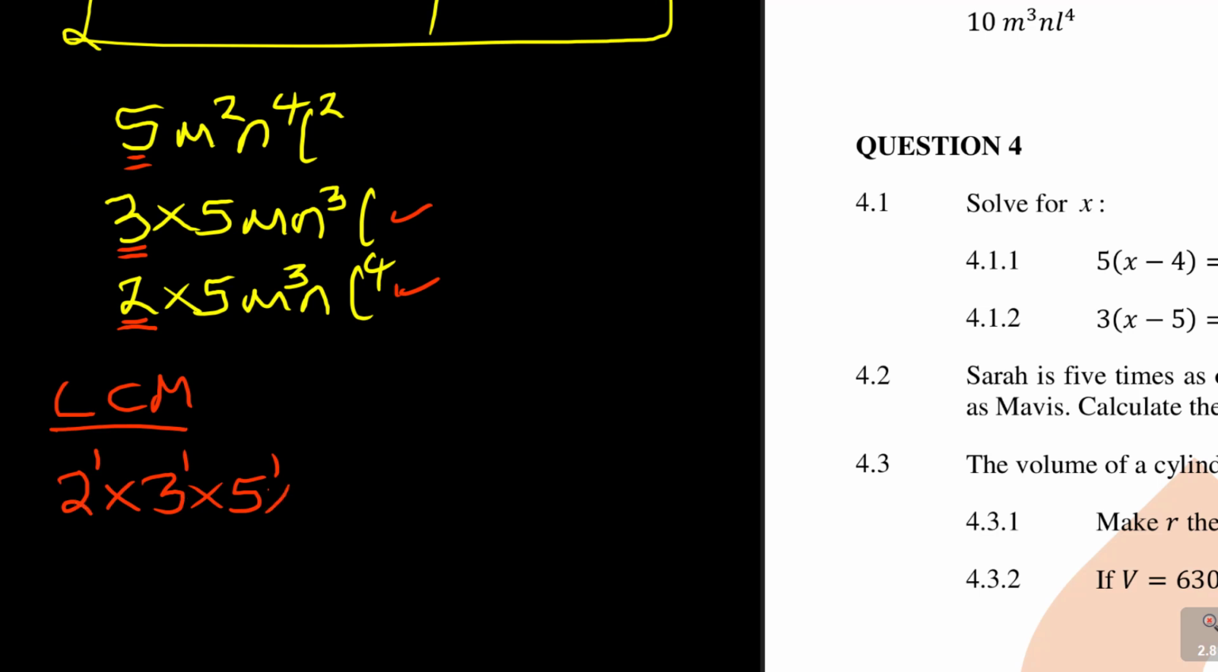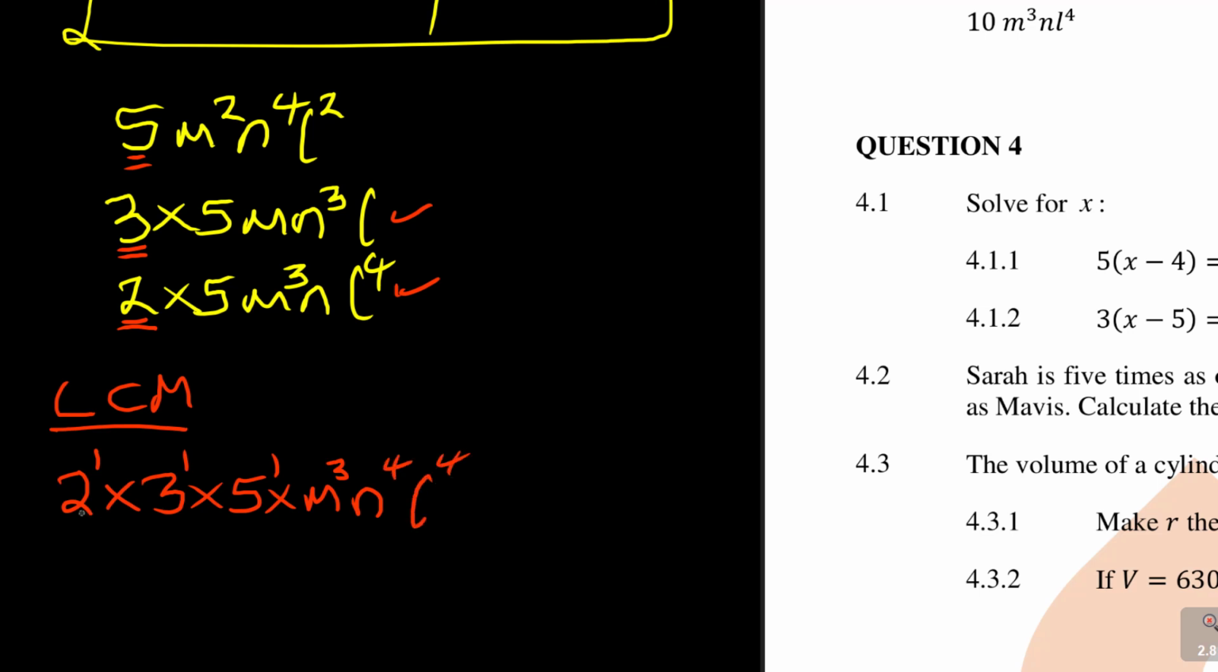And then on the letters, you do the same thing. You can see M is there, but what's the highest power there? You see that the highest power is 3. Yes, the highest one is 3. And then I go for the N. What's the highest power? 4. And then I go for the L. What's the highest power? Also 4.